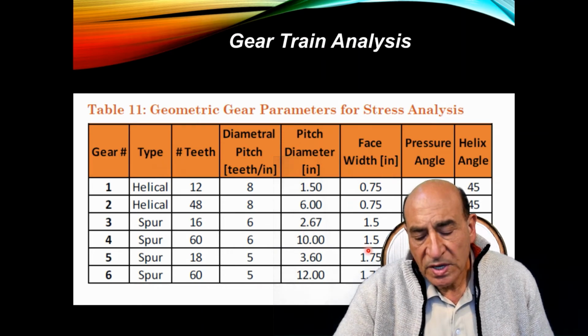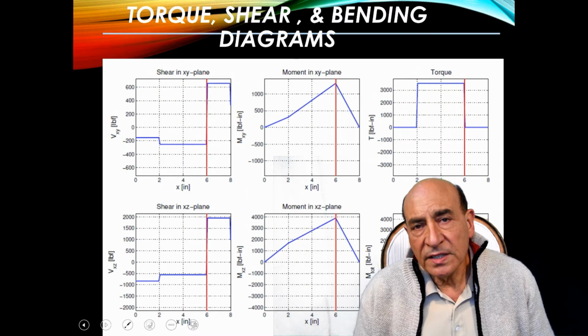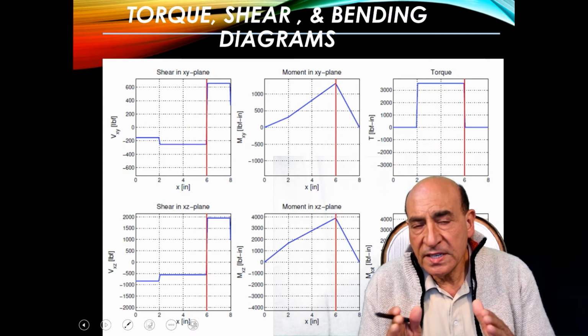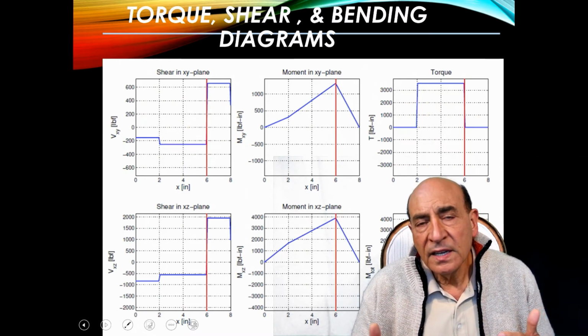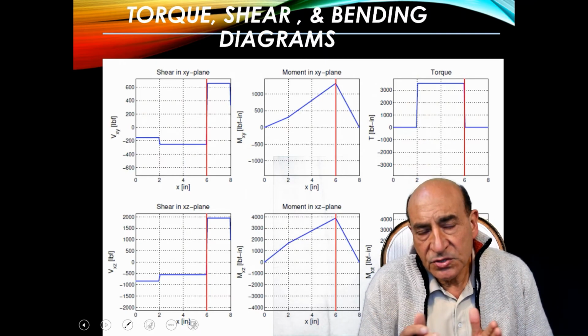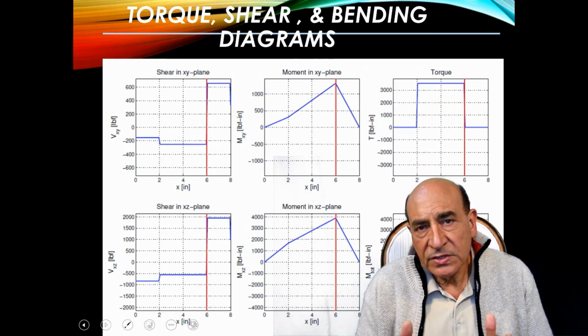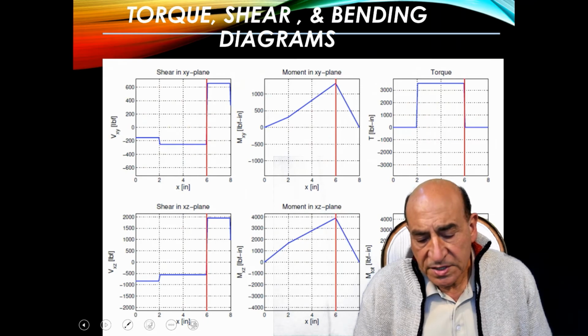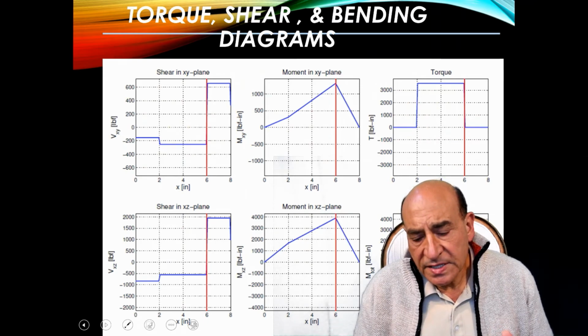This is the face width, and there are limitations on the width of the face. If the face of the teeth is very wide, then you can carry higher force, higher torque. If it is short, then you can't carry that much torque and force. And I'll show you the examples here.